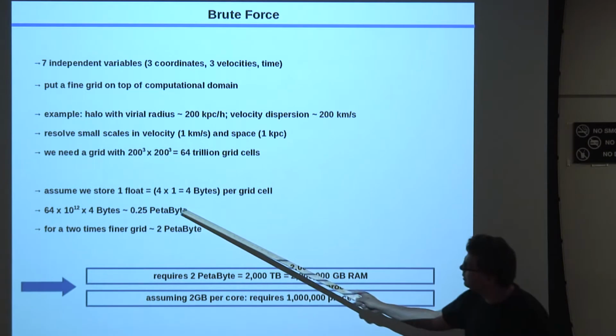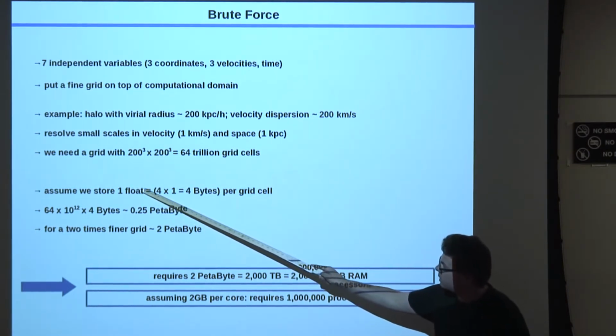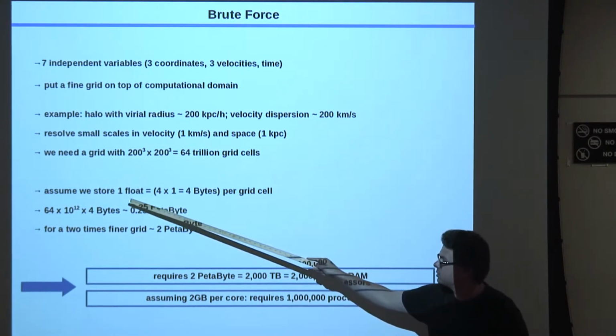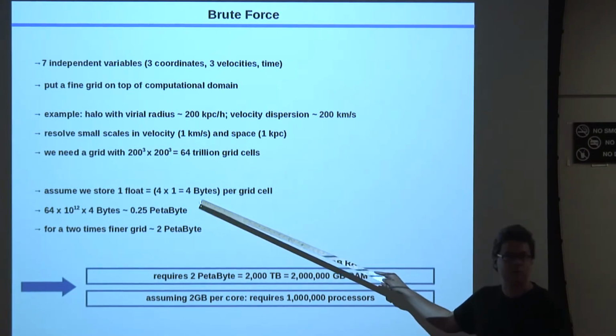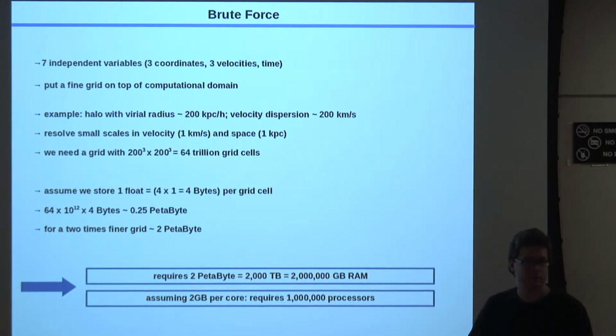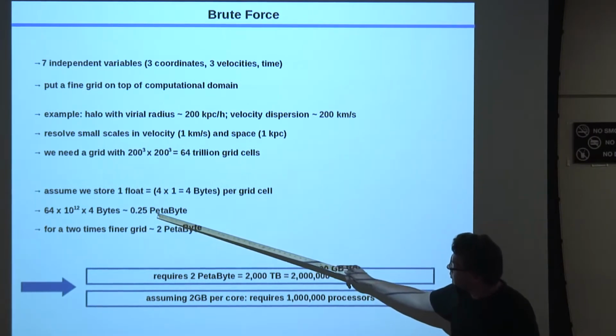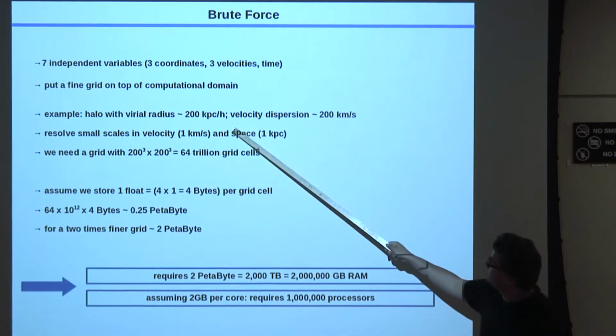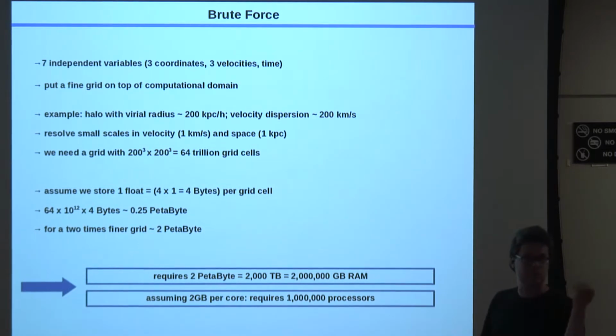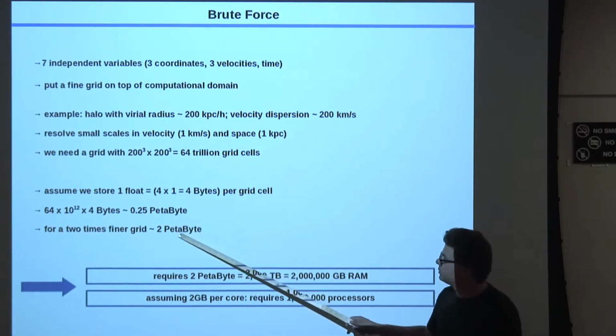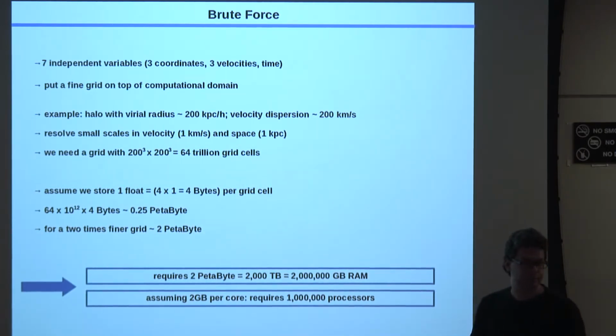Now, if you want to save memory, you don't store this in a double, but you store it with a float, which means you need 4 bytes per grid cell. If you work out the memory to store this whole thing, you need 0.25 petabyte. However, if you really want to go below a kiloparsec, as you've seen yesterday, the simulation that was done in 2008 already had a spatial resolution of 50 parsec or so. So if you want to go below that, you easily have to scale this up to something like 2 petabyte.